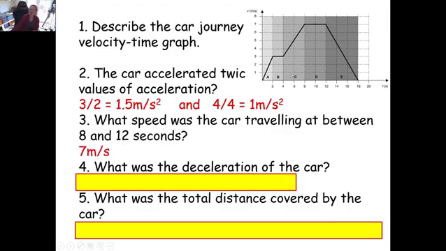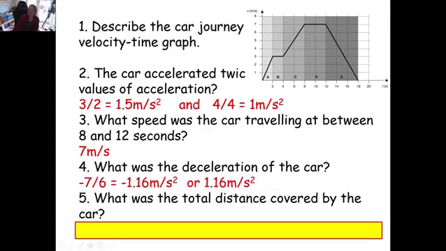Between 8 and 12 seconds the car travelled at 7 meters per second, and the deceleration of the car you should have got as 1.16 meters per second squared, because it went from 7 down to 0. Because it was decelerating we can describe that as a negative acceleration or simply use the positive value because we are describing it here as a deceleration.